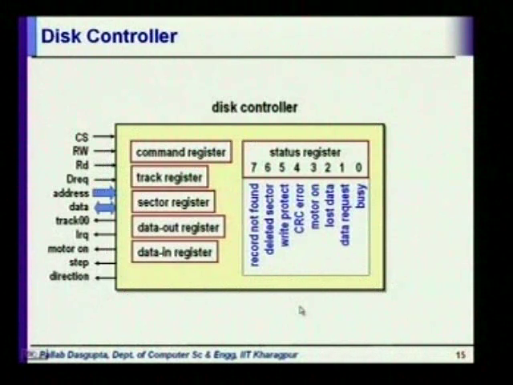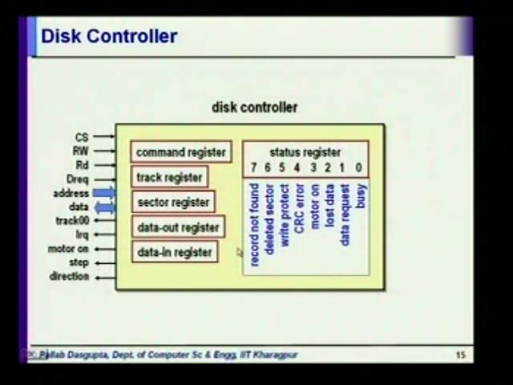So let us look at the structure of this. This is the interface. Okay. There are signals like read, write, okay, then data request, address lines, and the data lines, etc. And these are the registers which we just now described, and there is a status register which has these 8 flags indicating different kinds of things, like lost data, or whether the motor is on. If the record is not found, then this flag is going to be set high, and things like that.